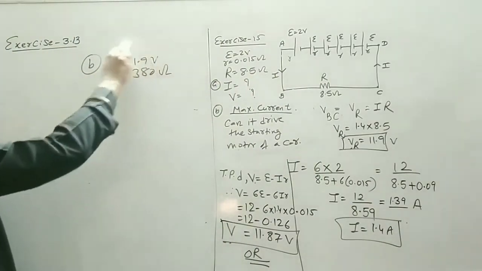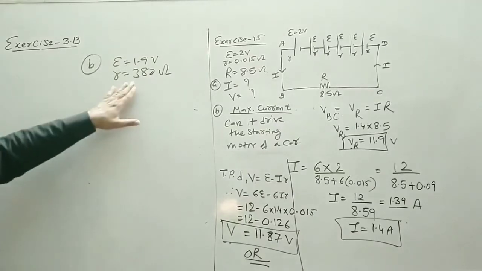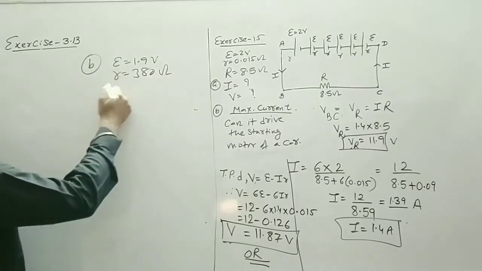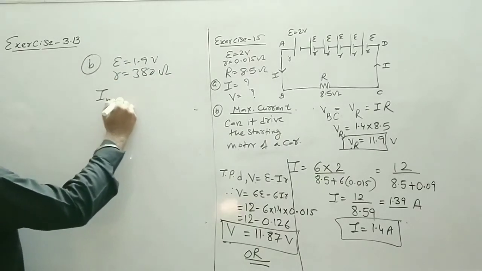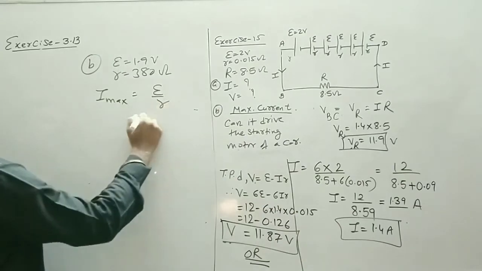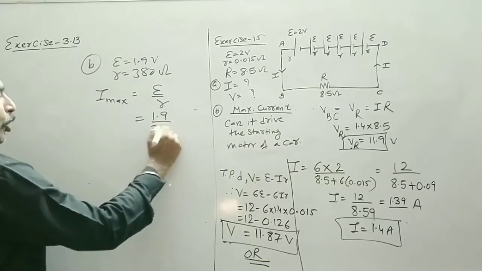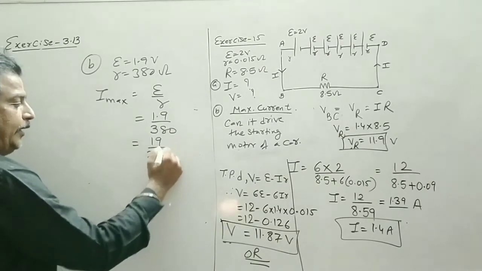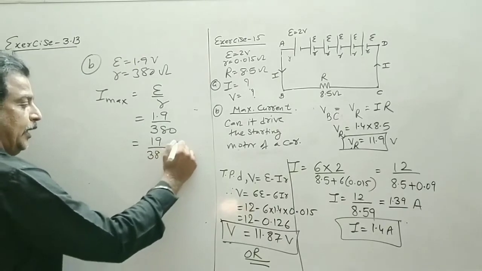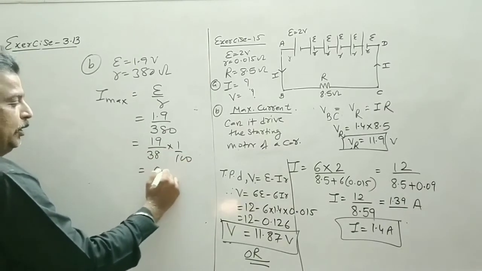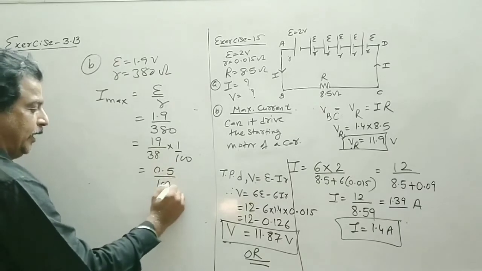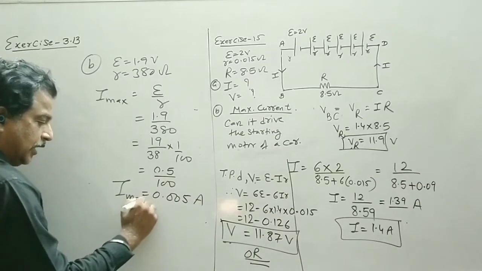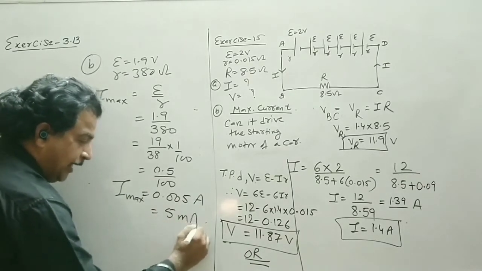A car has a battery of 1.9 volt and the resistance is 380 ohms. So clearly the external resistance is 0. So I max is directly equal to E upon r, that is 1.9 upon 380. This can be written as 19 upon 380 into 1 by 100. So that is 0.5 divided by 100, that is 0.005 ampere. Clearly this current is in the milliampere range, that is 5 milliampere.